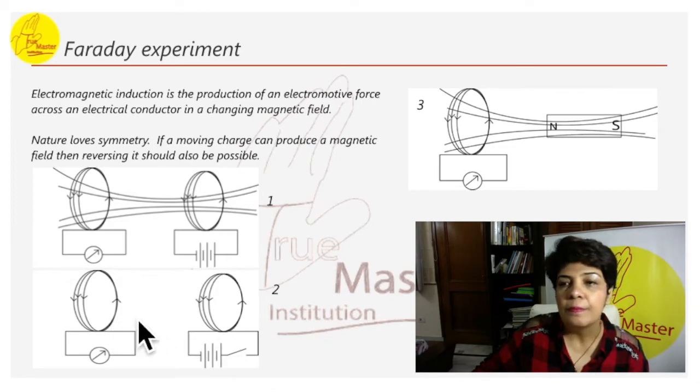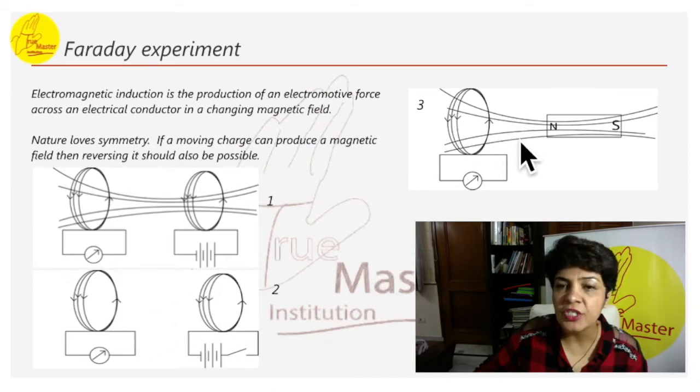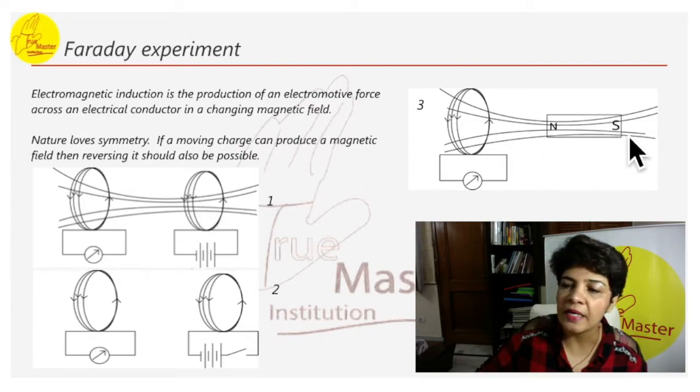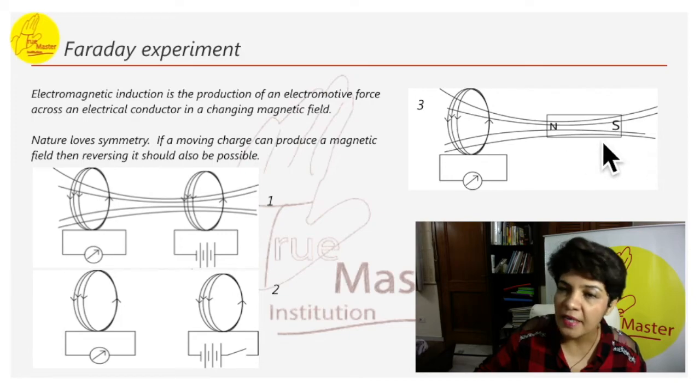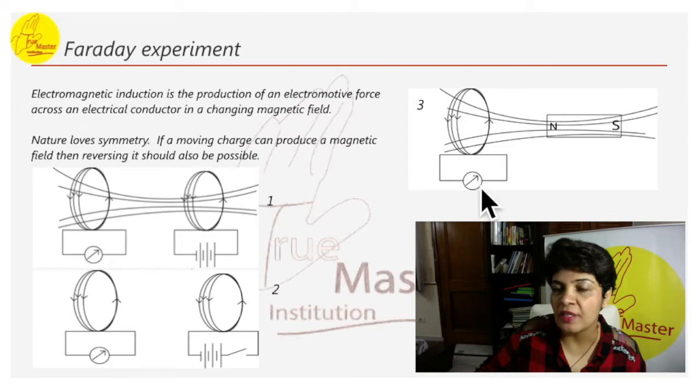This is the third experiment. Instead of a coil, we have taken a bar magnet, and the bar magnet is moved to and fro. Again we can see there is a deflection in the galvanometer needle.